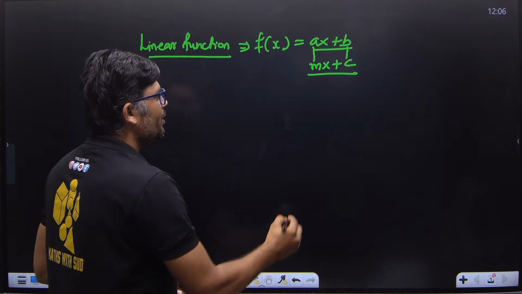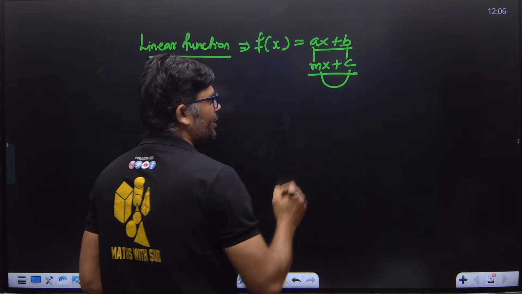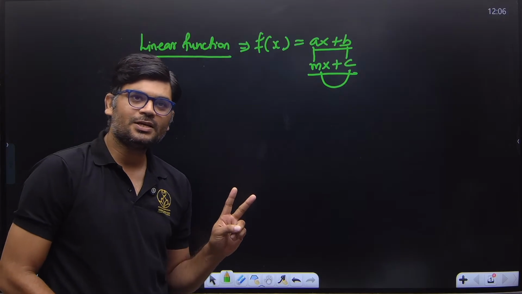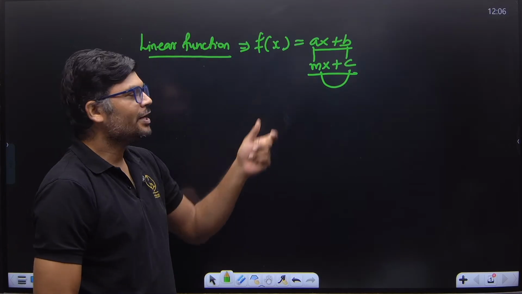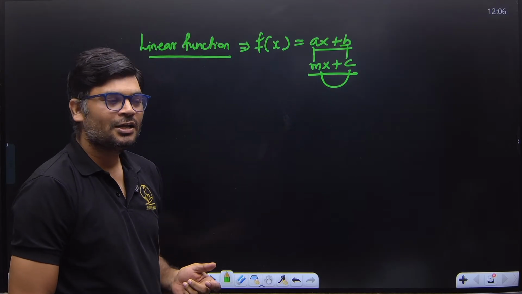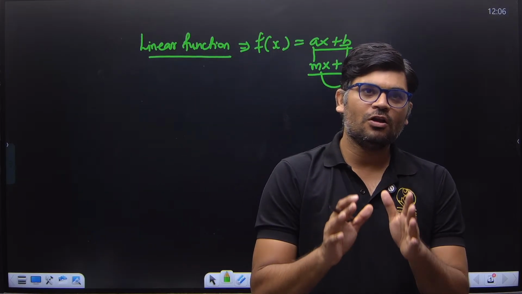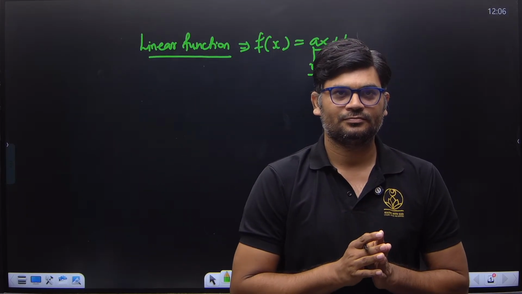Okay, how many terms are there? Can you tell me how many terms are there? Two terms. So what kind of function is this? Linear. Why is it a linear function? Because the graph is always a straight line.